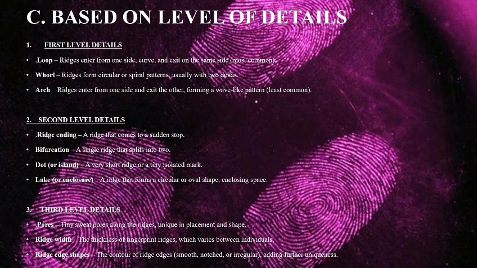Now the third one, based on the level of details, there are basically three types of levels. First level detail: loop, ridges enter from one side, curve, and exit on the same side. Most common. Whorl, ridges form circular spiral pattern, usually with two deltas. Arc, ridges enter from one side and exit to the other, forming a wave-like pattern. Least common. Second level details: ridge ending, a ridge that comes to a sudden stop.